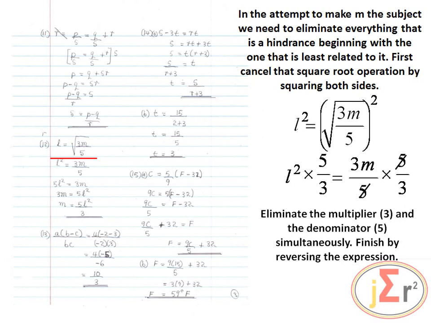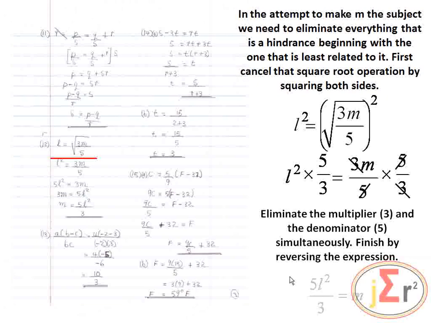The 5's are gone, the 3's are gone, and all that is left is for us to reverse the equation. However, it is for us to understand that we may rewrite this expression 5L squared over 3. Then we will reverse that expression, and that completes our transposition.